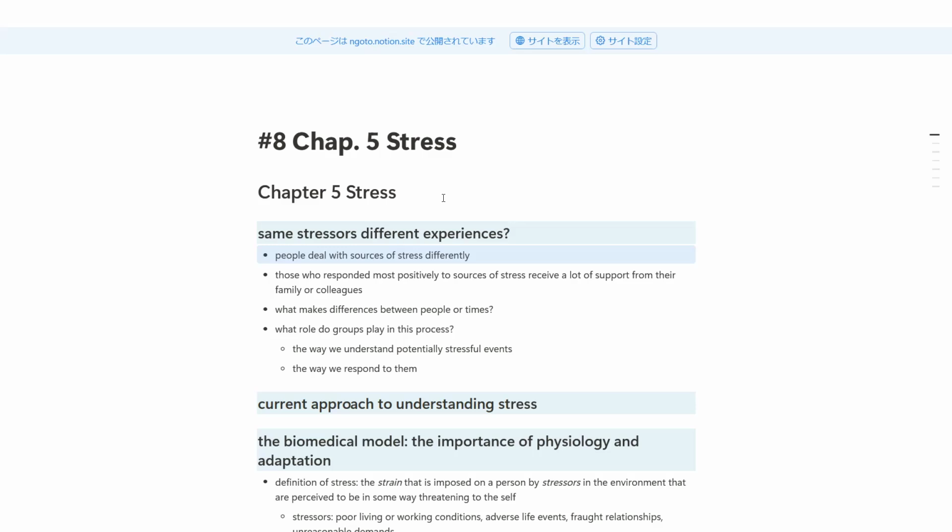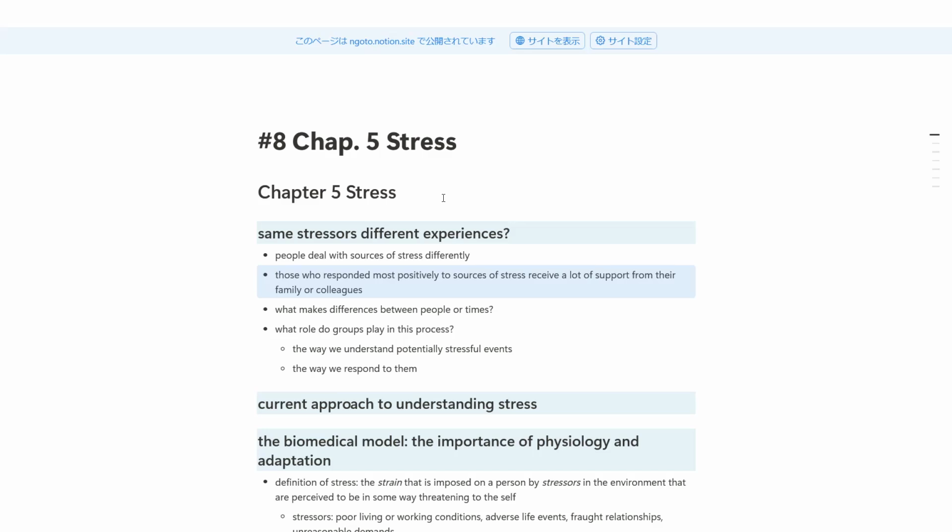But in this class, we're going to talk about different models of explaining how stress may be related to health. But also we're going to talk about how groups may be related to understanding of the stressor. One interesting finding that is explained in the textbook is that those who respond most positively to sources of stress receive a lot of support from their family or colleagues.